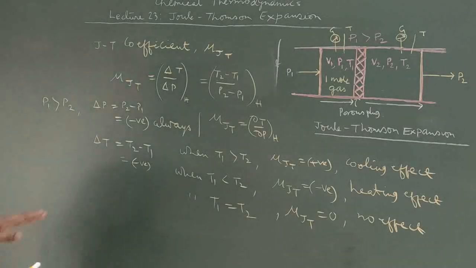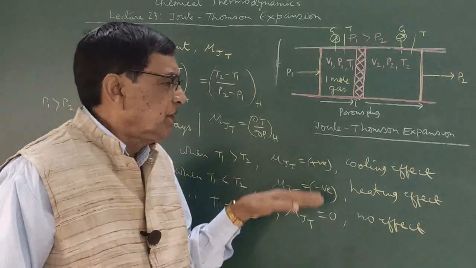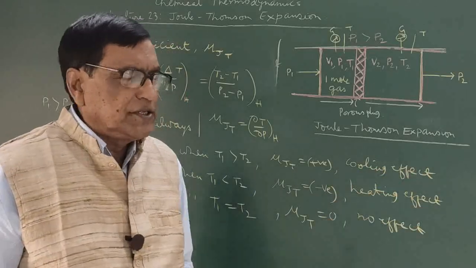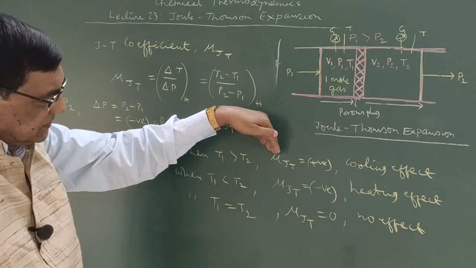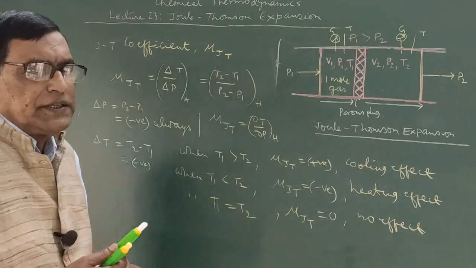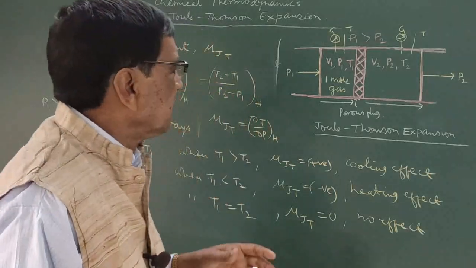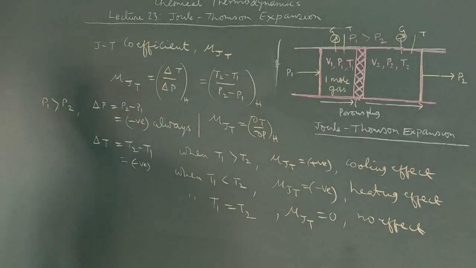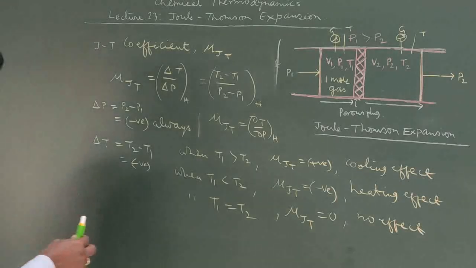So this sign of μJT dictates whether the gas is cooled down or heated up, or there occurs no effect. And actually this sign or these effects depend on the temperature, or the inversion temperature, of this gas. It depends on the initial temperature of this gas. We can draw a scale. Say the scale could be like that.